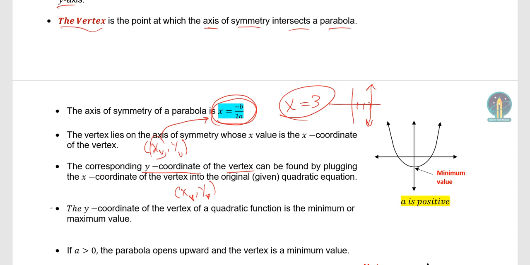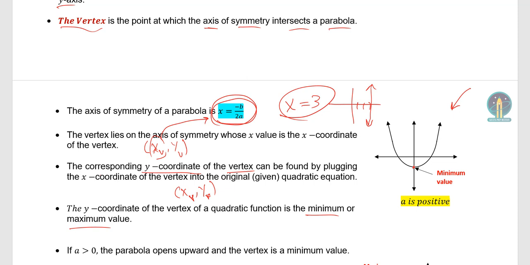So another feature of the y-coordinate of the vertex is that it can be either a minimum or a maximum value. It has to be either a minimum or a maximum value, right? So let's say, in this case, this parabola opens up. So the vertex is the minimum value of this function. There is no other value on the function that is smaller than the y value of this vertex.